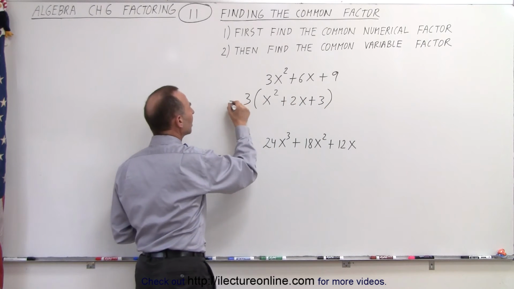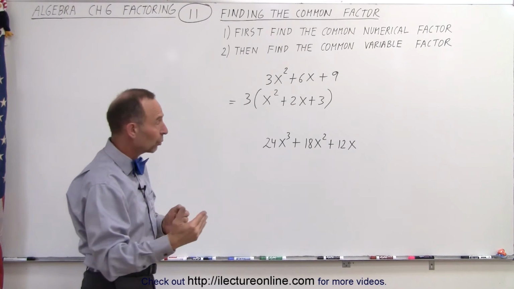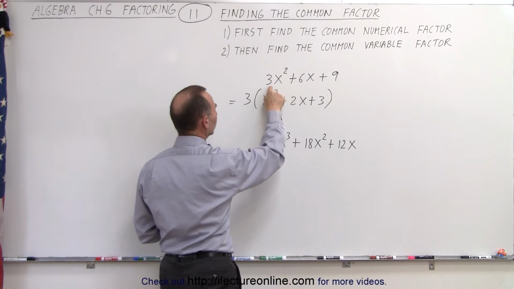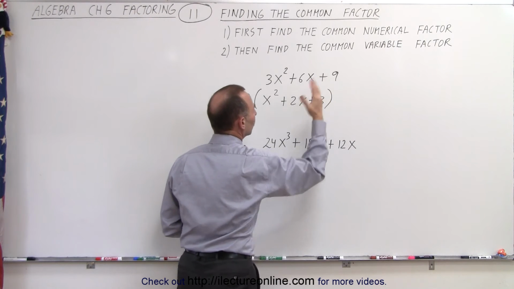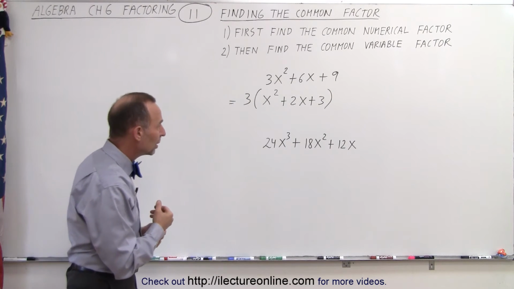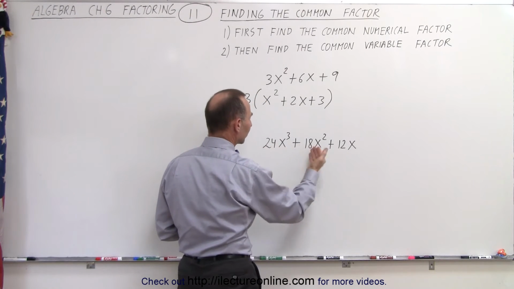It's always a good idea to then multiply it back together to see if we get back what we started with, just to make sure we did it correctly. So 3 times x squared is 3x squared, 3 times 2x is 6x, 3 times 3 is 9, so that looks like it's good.